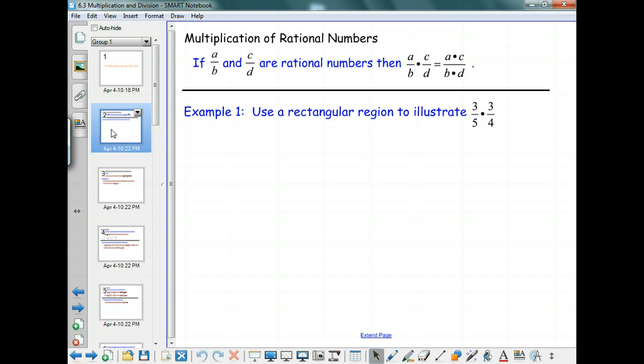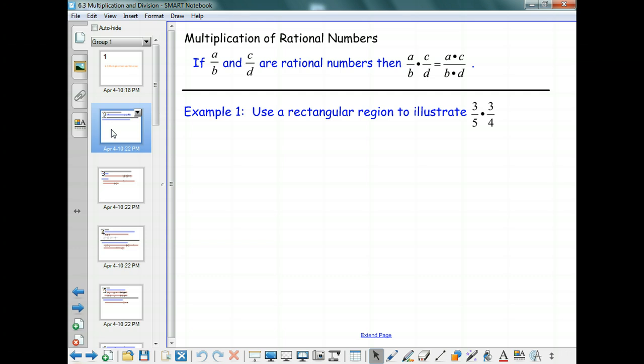All right, so we've got two numbers, a over b and c over d, and we're going to talk about what it means or looks like to multiply them together. So just as far as a definition, what we do is we multiply across the top, we multiply across the bottom. You guys remember this, right? Okay. I want to show a rectangular diagram of how that works and why.